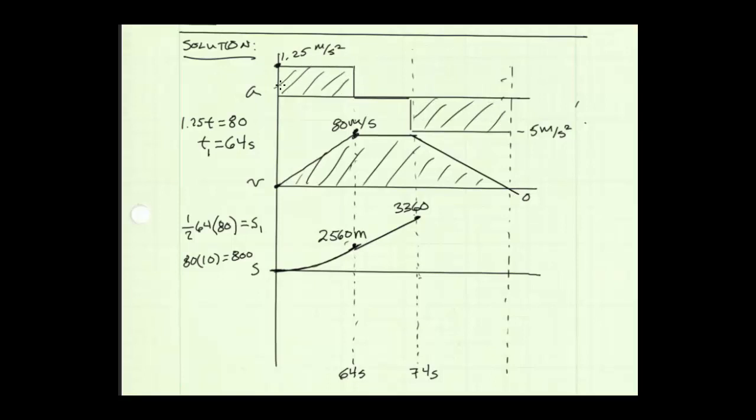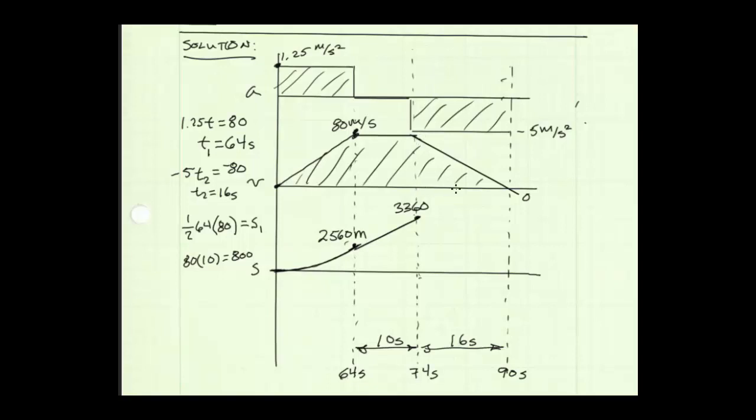Well, we already know that this area is 80, so this area should be minus 80. So minus 5 times t2 equals minus 80. So my t2 equals 16 seconds. So if I add 16 seconds to my 74 seconds, then I get a total time of 90 seconds. But because we're looking at 16 seconds from here to here, let's put this as our 10 seconds.